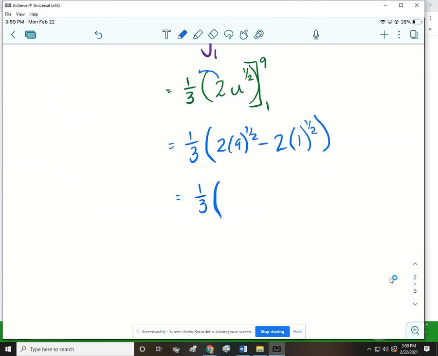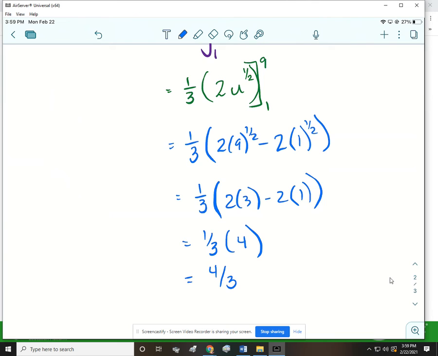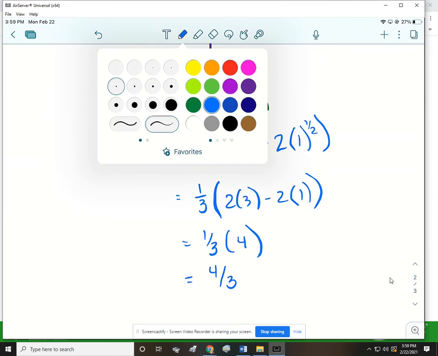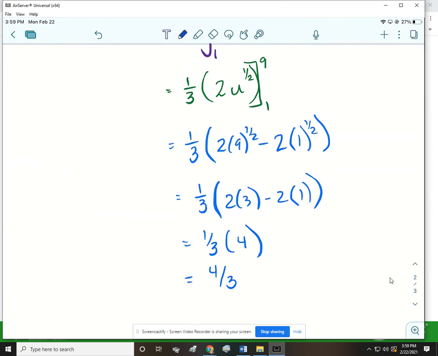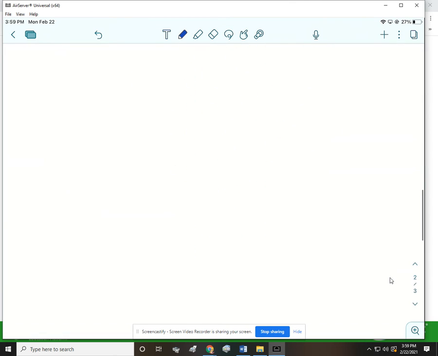But 9 to the 1/2 is 3. And then 1 to the 1/2 is 1. So that's going to be 6 minus 2 is 4. And then when I multiply 4 times 1/3, 4/3 ends up being our final answer. Okay, so that's u substitution with definite integrals. All right, we're going to do a couple more.